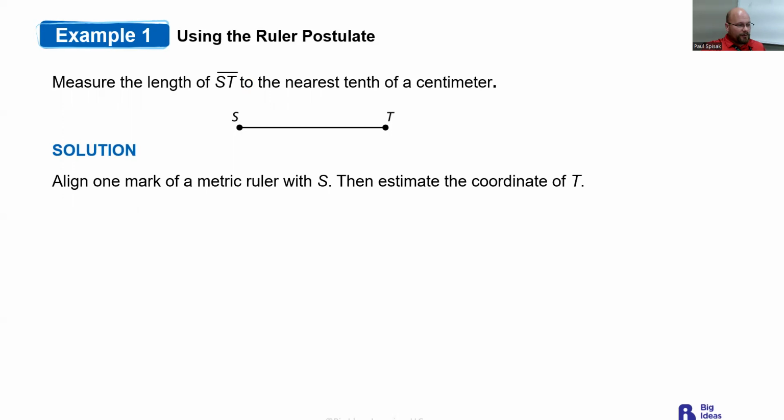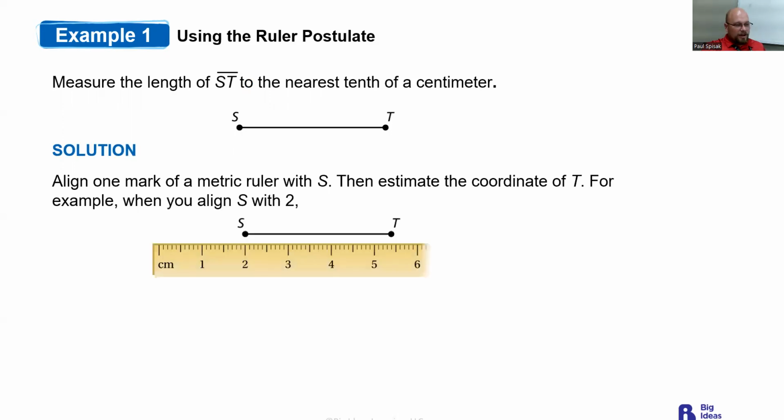You'd have to take your ruler and align it to one side. So you're going to align it with S, and then your other side to T. Now, you can start at 0. You don't have to. If you look at the diagram here, you'll notice that they started S at 2 instead of starting at 0. That's fine. You take that distance. So we have 2 is assigned to S. You have T then would be 5.4.